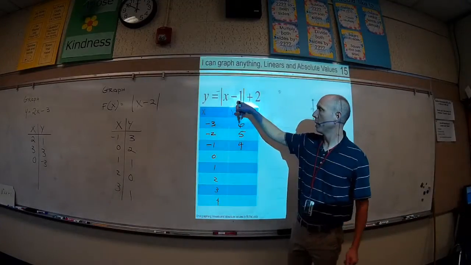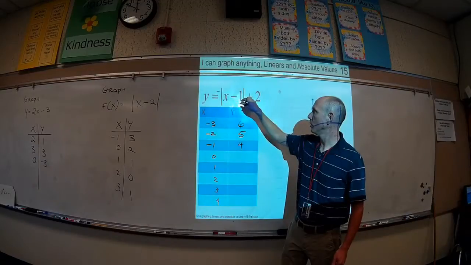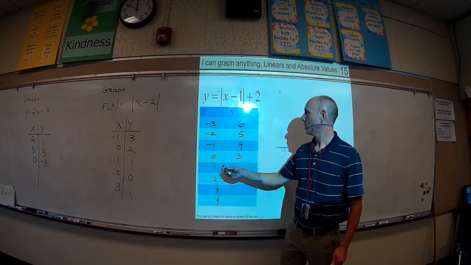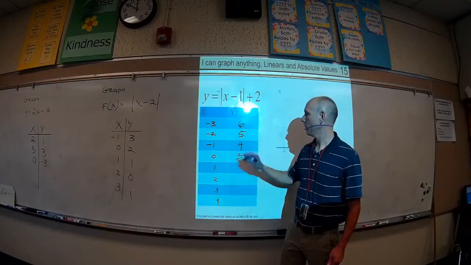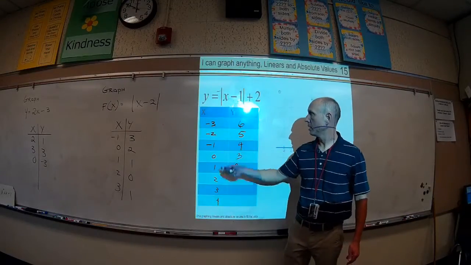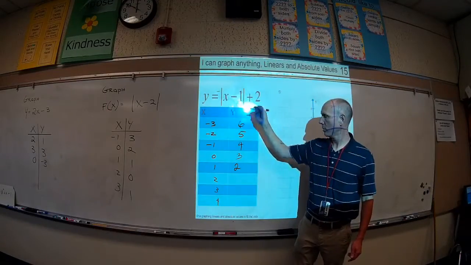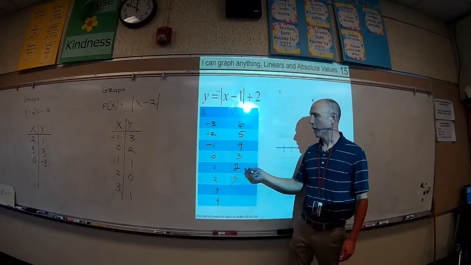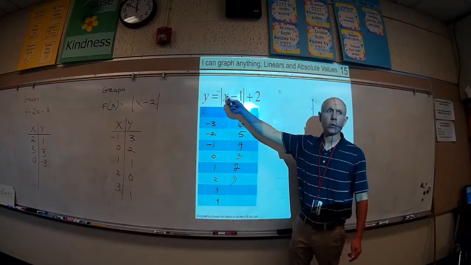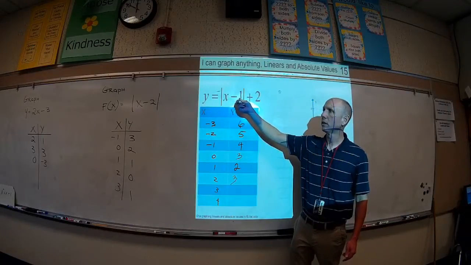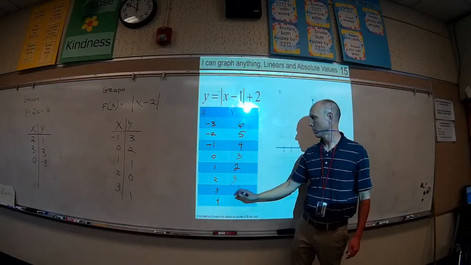Miranda, 0. 0 minus 1. Absolute value. Plus 2. 3. Greenlee, 1 minus 1. 0. Absolute value. 0. Plus 2. 2. JJ, 2 minus 1. 1. Absolute value. 1. Plus 2. 3. You actually just caught the bottom of this thing right there. Yeah. Putting in a 3. Chris, 3 minus 1. 2. Absolute value. 2. Plus 2. 4.